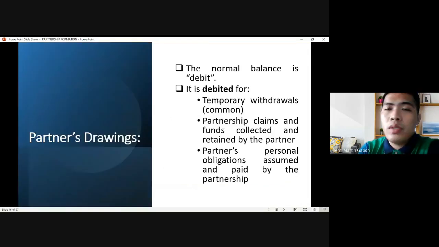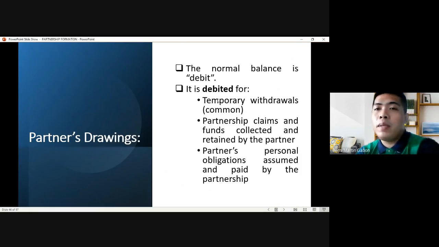Next, we have the partner's drawing. When I say partner's drawing, we're actually referring here to the temporary drawings. The normal balance is debit. So it is a contra capital account or a contra equity account. It is charged against the capital account at a later accounting. So it is being temporarily maintained. It is being debited for temporary or common withdrawals.